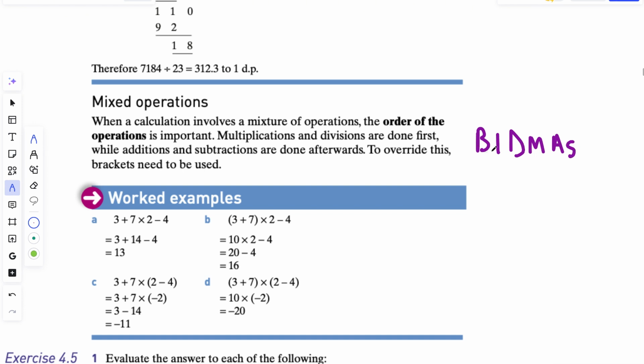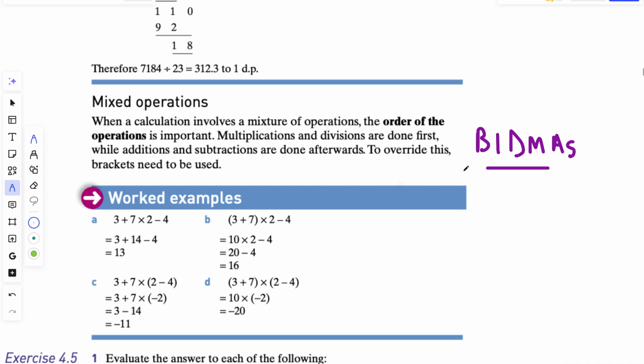B is the bracket. I is the indices or power. D is division. M is multiplication. A is addition. And S is subtraction. So we're going to follow this order. When you're given a mathematical expression, you do it based on this order, except when there's a bracket. You solve the bracket first.